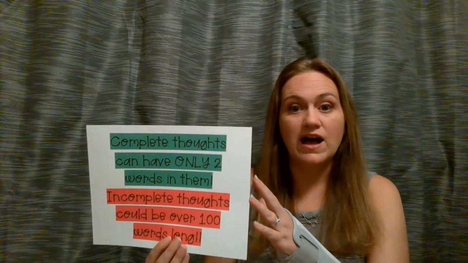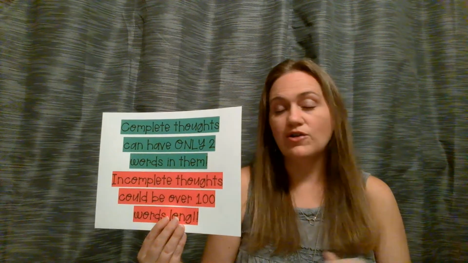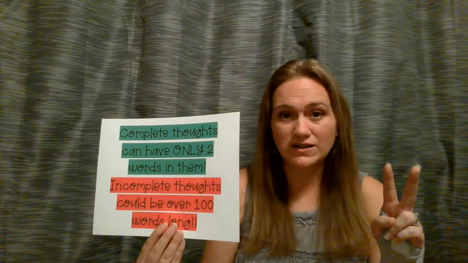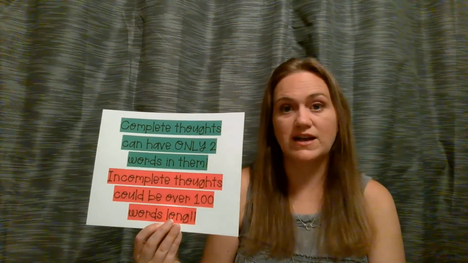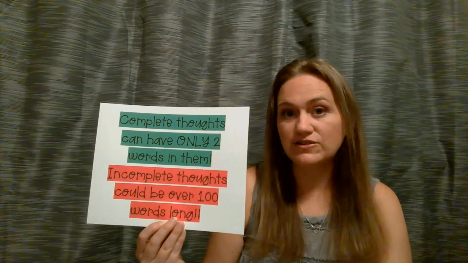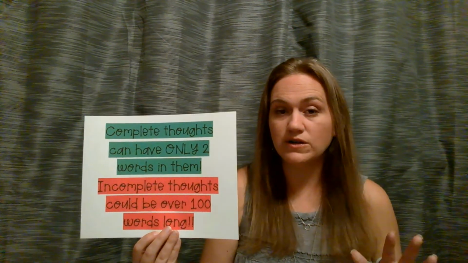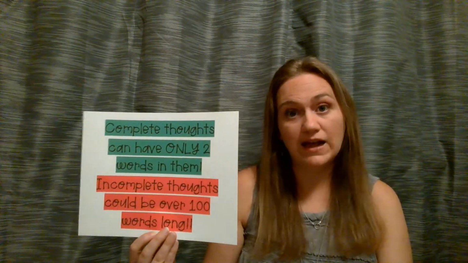So before we get started, I just want to make one thing clear. It doesn't matter how many words are in the sentence. A complete thought could have as little as 2 words. All it needs is the who and then the verb that tells me more about it. You could have a sentence that only has 2 words and it's still complete, or you could have a thought that had 100 words in it, but if it never gets to that verb, or if it doesn't tell you who it's about, then it's still considered an incomplete thought. So don't just count the words in a sentence and see something long and think complete, or see something short and think incomplete.